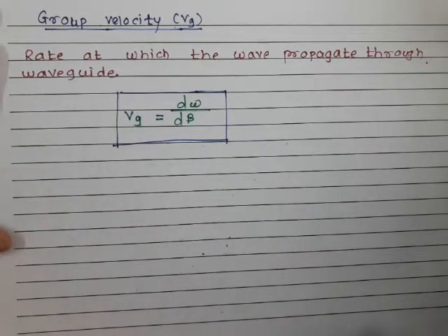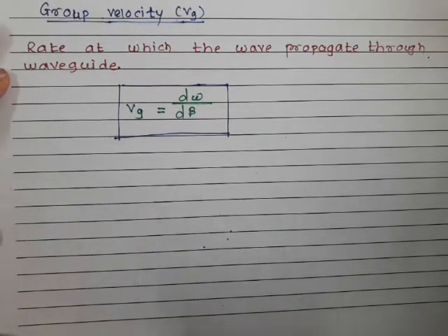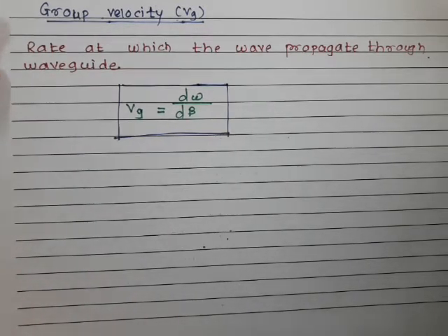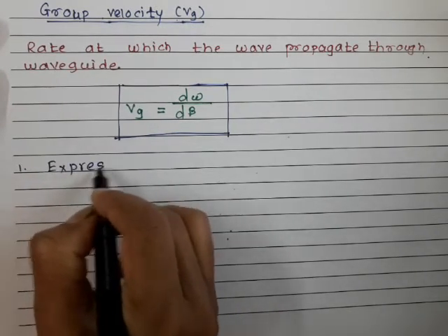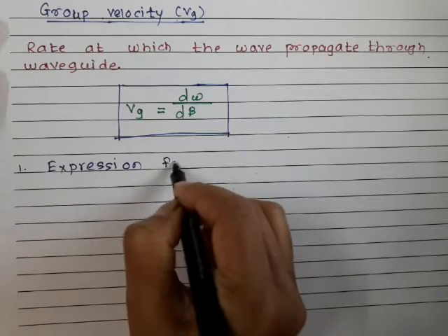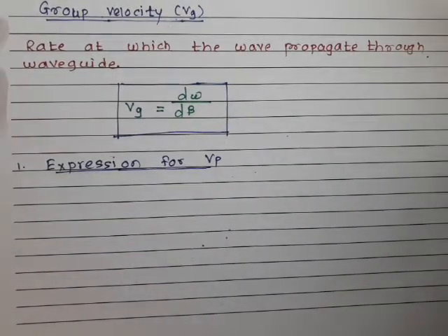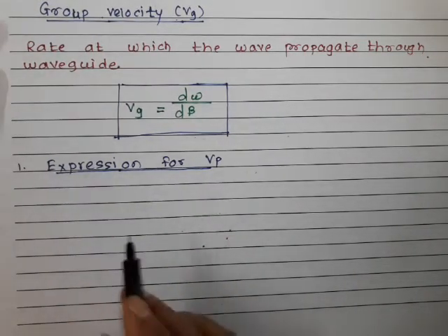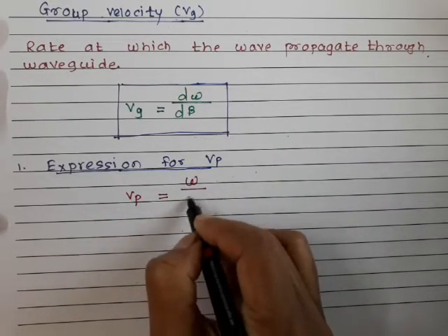Now we have defined some of the basic terms over here: what is meant by phase velocity and what is meant by group velocity. Now let us see how to find the expression for Vp. First we'll discuss the expression for Vp, that is, the phase velocity. We know that Vp is omega by beta, which we recently derived.